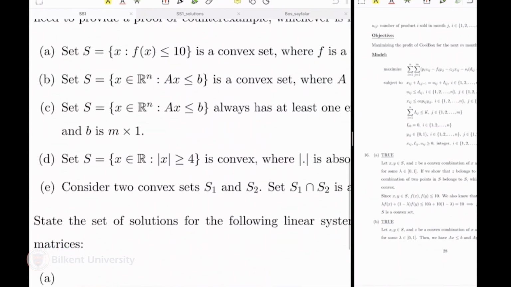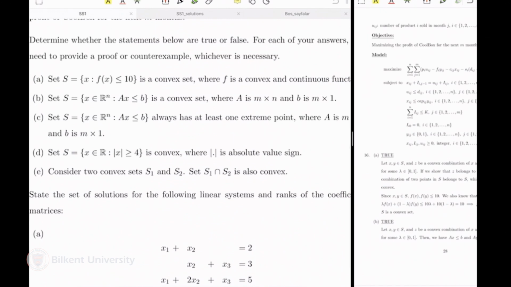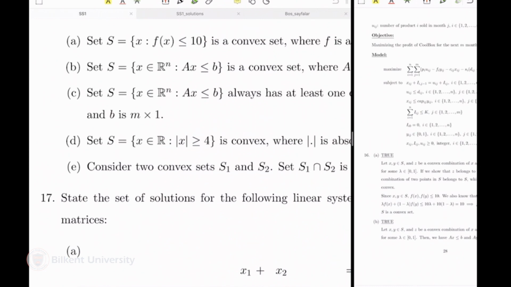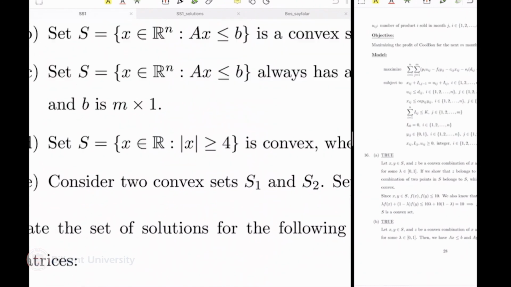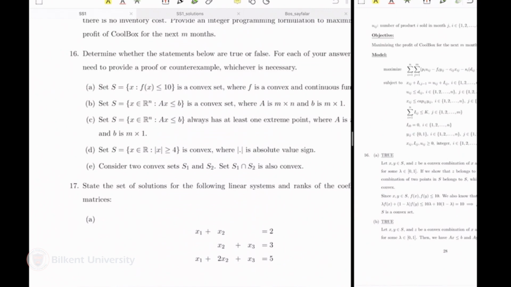Let's see how is the part B. In part B, we have S for all x's in Rn such that Ax less than or equal to b is a convex set, where A is m by n and b is m by 1. I think this set is familiar because in the constraints of linear programming, we are always dealing with these types of constraints. Some coefficients multiplied by some variables is less than or equal to the right-hand side. So we want to say that this is convex.